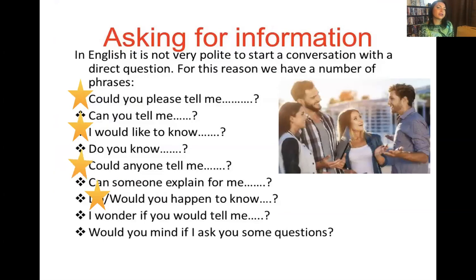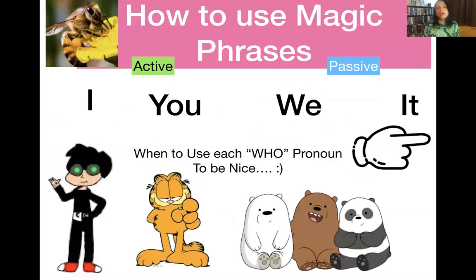We use things like, could you please tell me? I would like to know. Could anyone tell me? Would you happen to know? Remember, these are polite for people that we don't know. We talked about using phrases with I and you, which are the active versions. I could, you could. Passive, we and it. We would, we could. May we? It may.